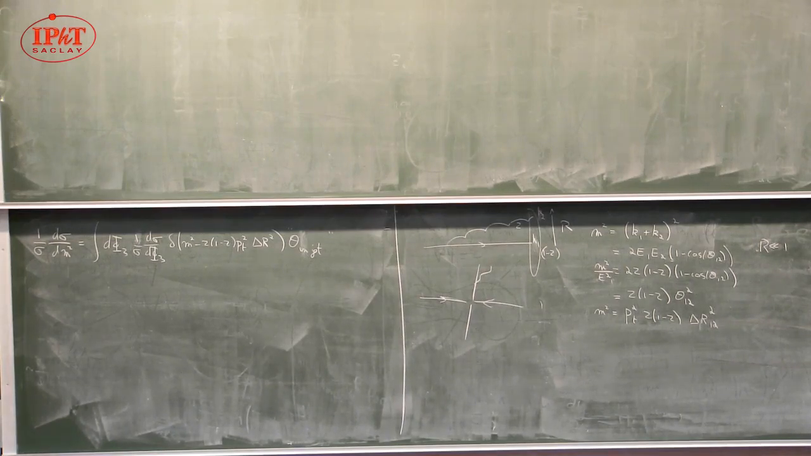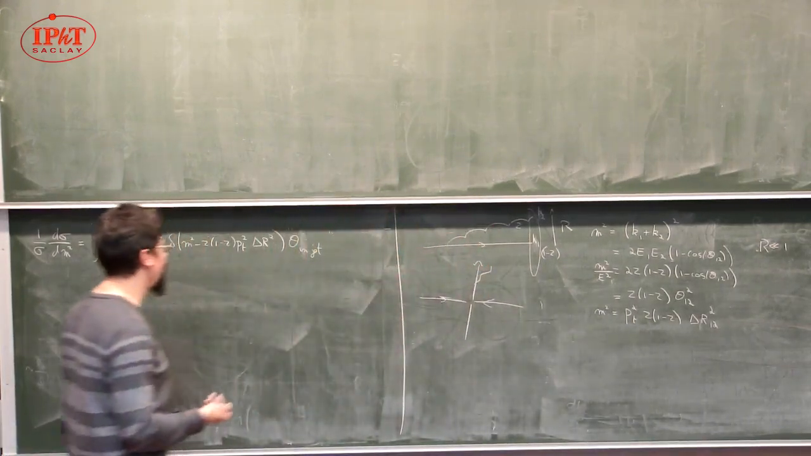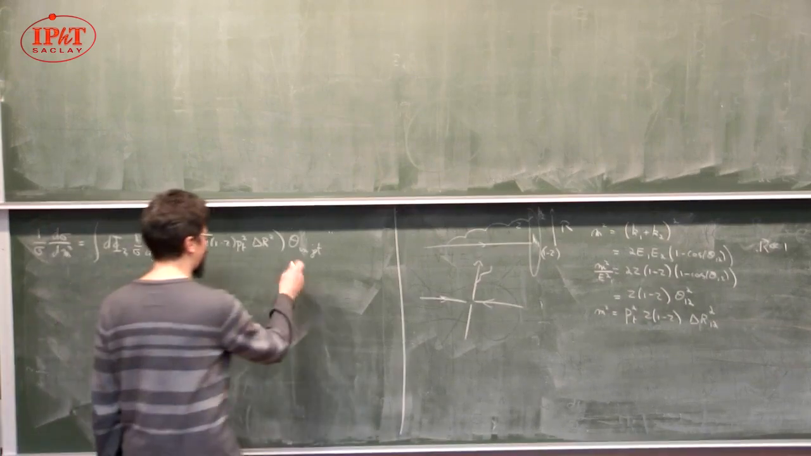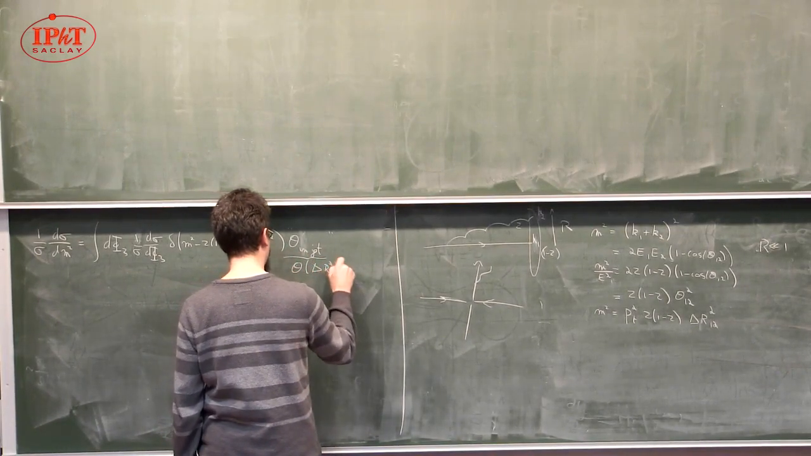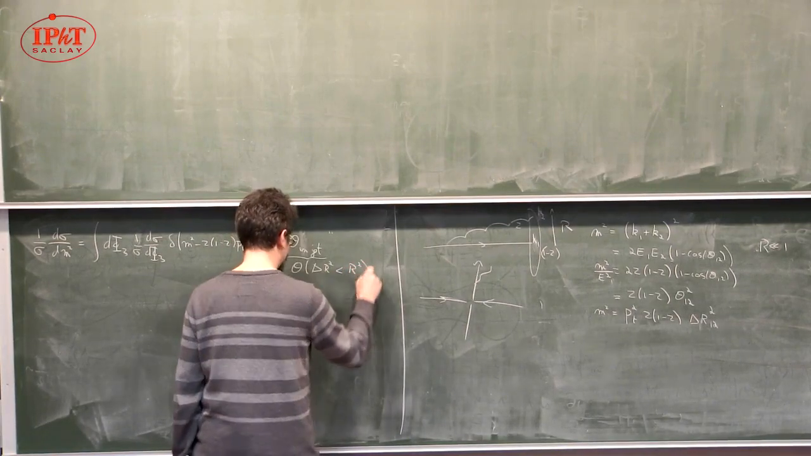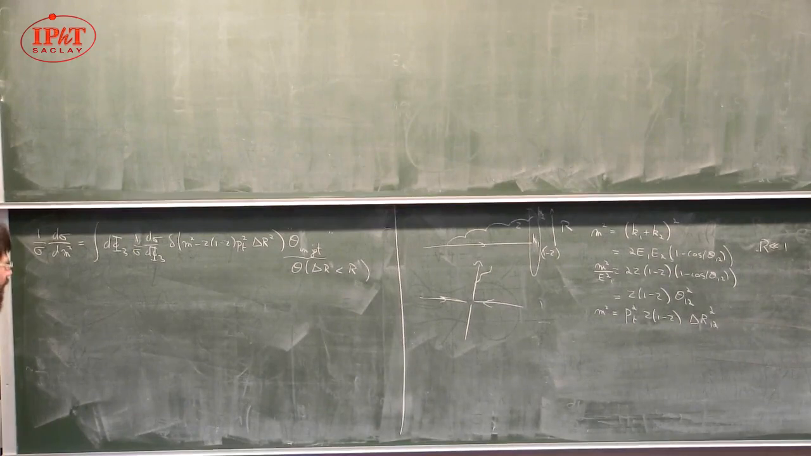So let me take a region of the phase space somewhere and assume you have a particle here. Then typically what this means for two particles is that delta R squared has to be smaller than R squared, or delta R smaller than R. Two particles are within the jet.